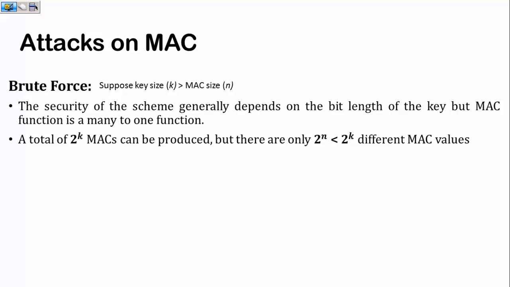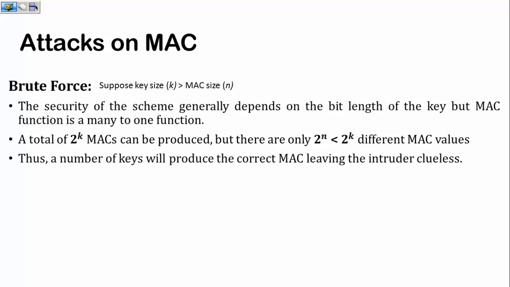So that means that a total of 2 raised to the power K MACs can be produced, but since the value of K is greater than the value of N, the maximum number of MACs that you can generate is 2 raised to the power N, and 2 raised to the power N is smaller than 2 raised to the power K. Therefore, you can have 2 raised to the power N different MACs. Thus, a number of keys will produce the correct MAC, leaving the intruder clueless. Let's look at an example. On an average, you require 2 raised to the power K minus 1 key values that will produce a match.